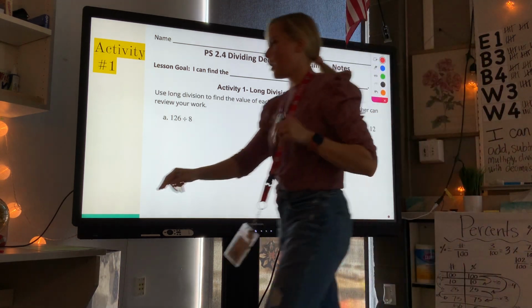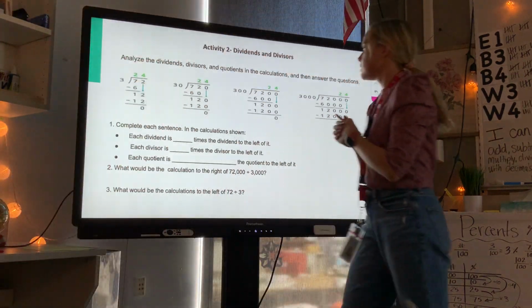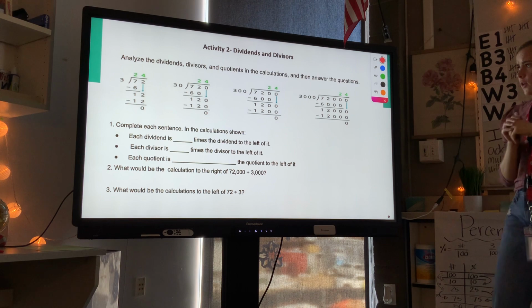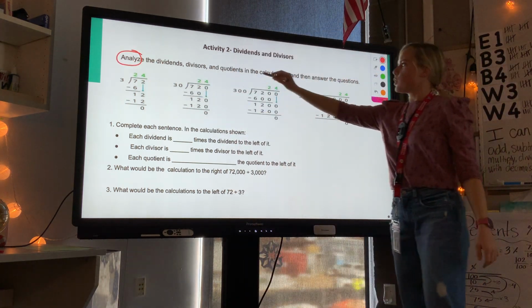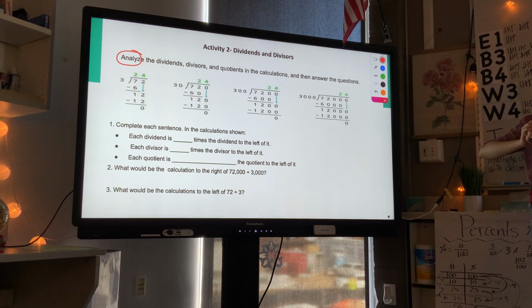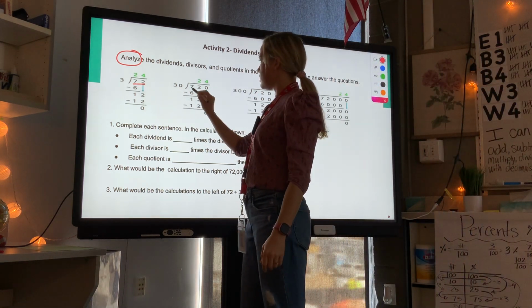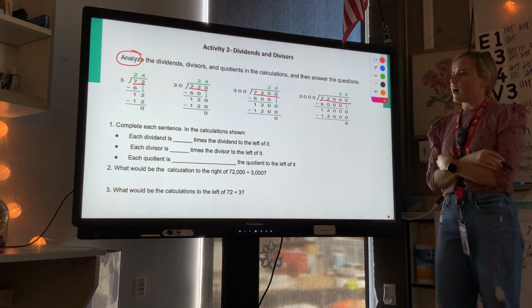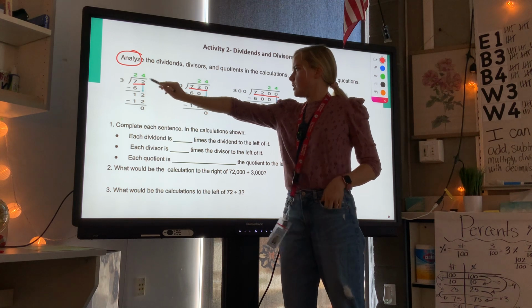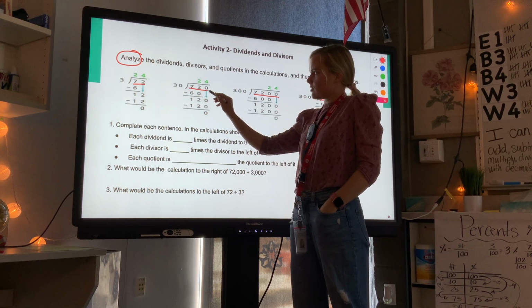Okay, moving on. So activity 2 helps us know how we can divide with decimals. It says analyze the dividends, divisors, and quotients in the calculations, and then answer the questions. So we know inside the box is the dividend. So first I'm gonna focus on the dividends. I notice that this is 72, and then the next dividend is 720, so they just add a zero.